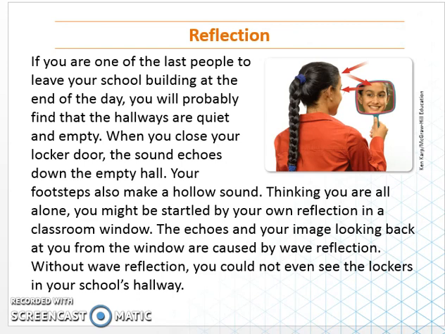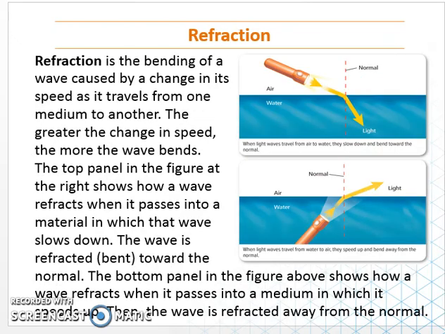If you are one of the last people to leave your school building at the end of the day, you will probably find that the hallways are quiet and empty. When you close your locker door, the sound echoes down the empty hall. Your footsteps also make a hollow sound, which is slightly creepy. Thinking you are all alone, you might be startled by your own reflection in a classroom window. The echoes and your image looking back at you from the window are caused by wave reflection. Without this, you could not even see the lockers in your school's hallway.